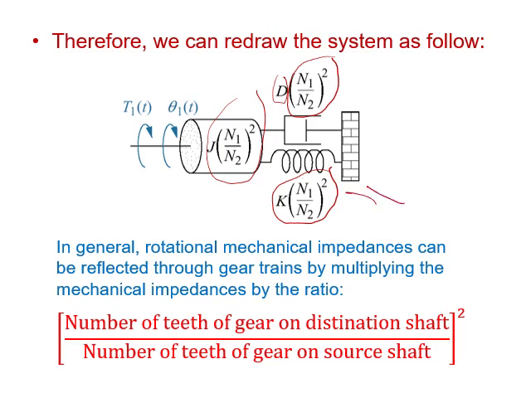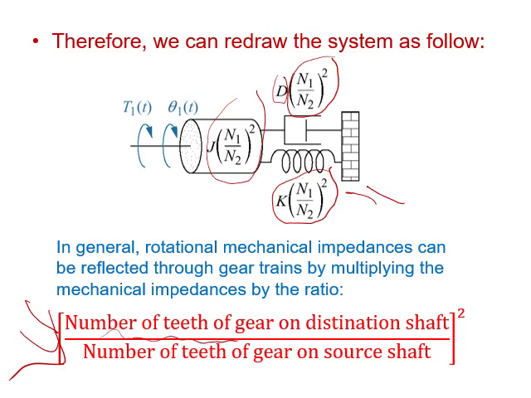What is this actually? This is the same system as before, but with the impedances on the lower shaft reflected to the upper shaft. Now, if I want to put a rule here so that we can follow it, we are going to find that the impedance can be reflected by multiplying the impedance by the gear ratio squared, and you take the ratio as you see here.